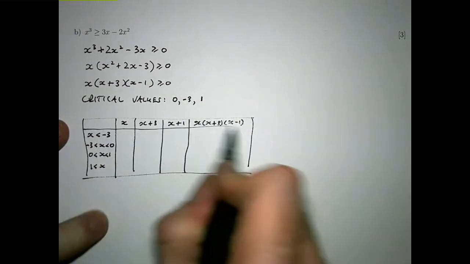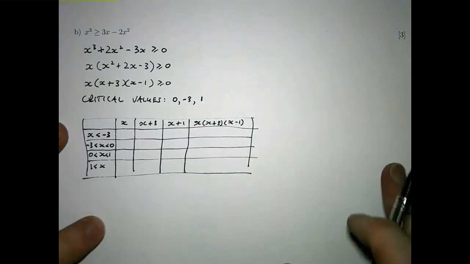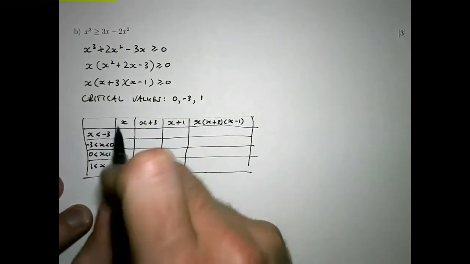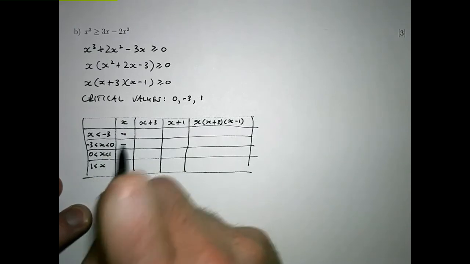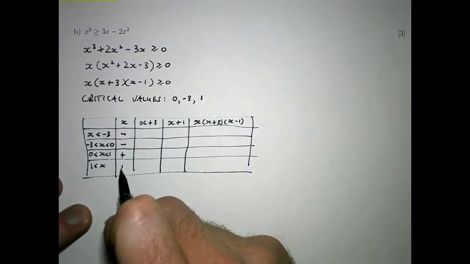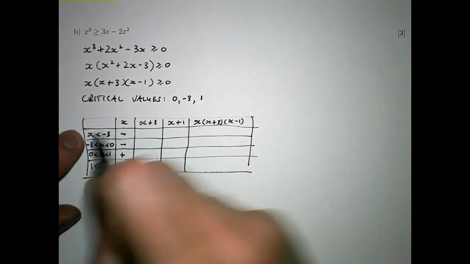This one changes at minus 3. Less than minus 3, this factor is negative. Greater than minus 3, because we're adding 3 to the x, this factor is positive. Less than 1, this factor is negative. Greater than 1, this factor is positive. So that's the whole point. So we need to set up a little table over here.